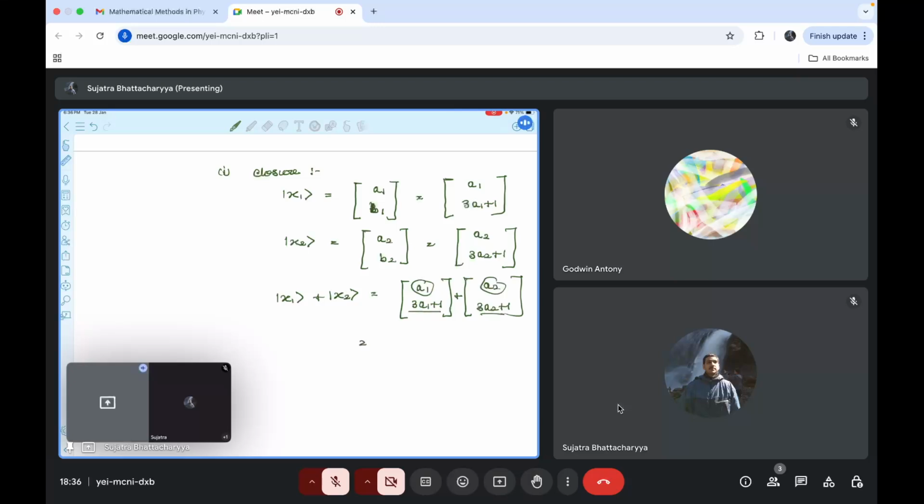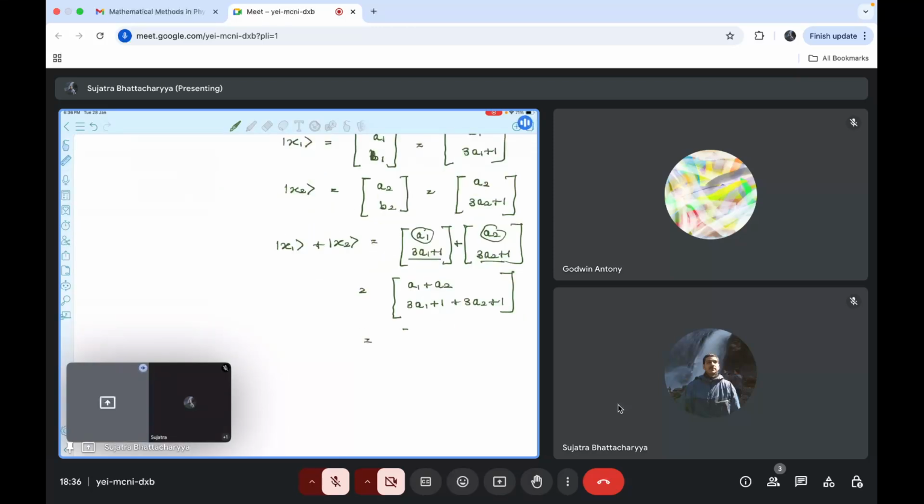Simple. So what will be the first element? a1 plus a2. What will be the second element? 3a1 plus 1 plus 3a2 plus 1. Correct? Fine. So what we can write? This is a1 plus a2. And what about the second element? 3a1 plus a2 plus 2. Correct? This is what we are getting.